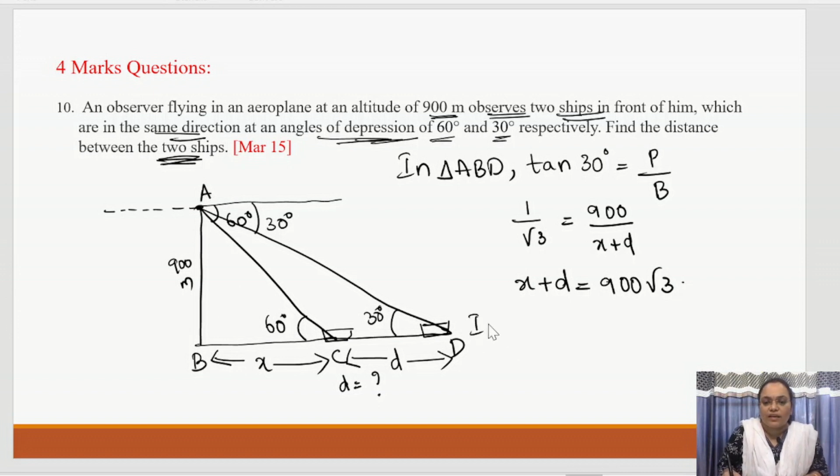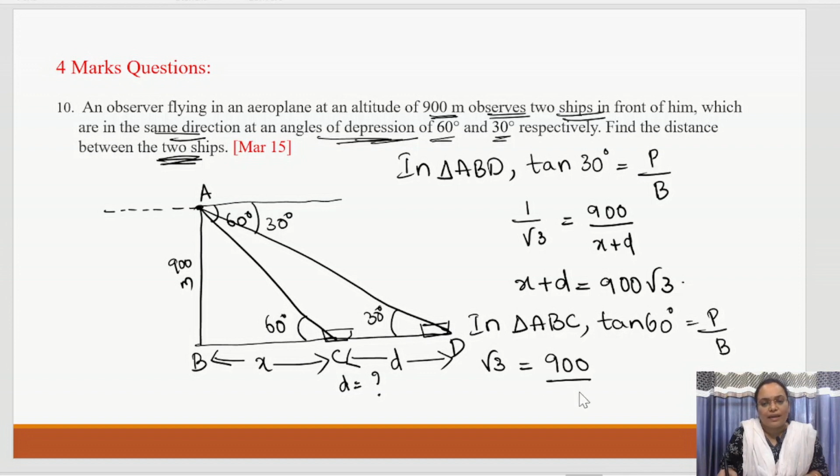Now, let us take triangle ABC. In triangle ABC, you can apply tan 60 here also. You have perpendicular and base. That is, tan 60 degrees is equal to perpendicular by base. Tan 60 is root 3. Root 3 is equal to 900 by x. So if you want the value of x, it will be 900 by root 3.